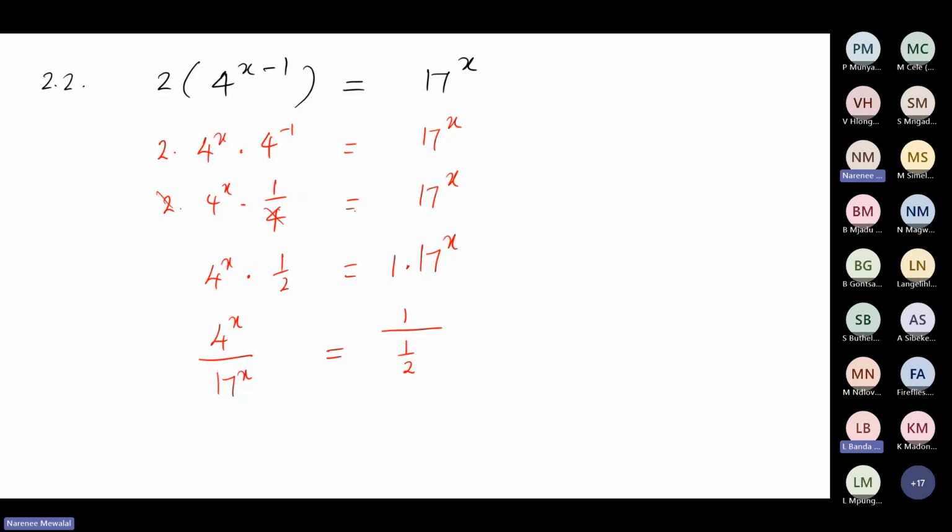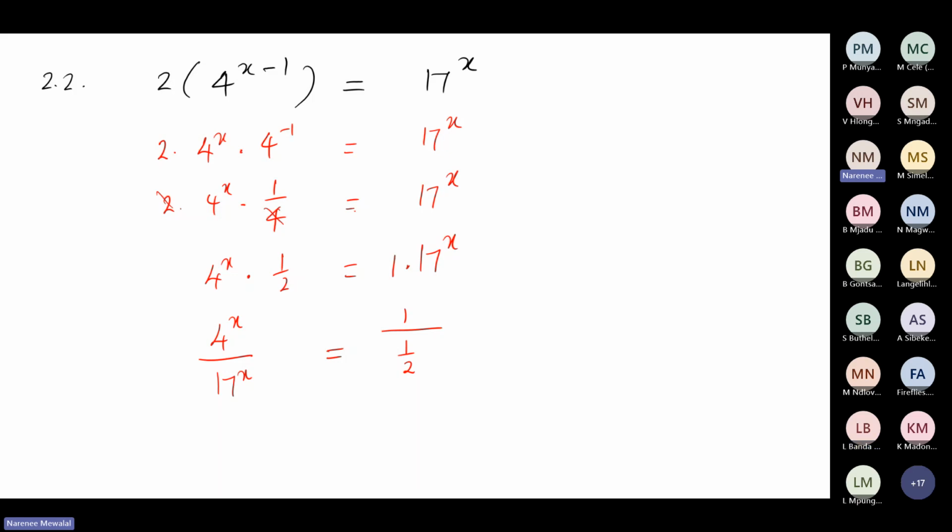Miss, I can't understand where you change the 4 to the power of x times half is equal to 1 times 17 to the power of x. How you change it to 4 to the power of x divided by 17 to the power of x? Thank you. I got your question.